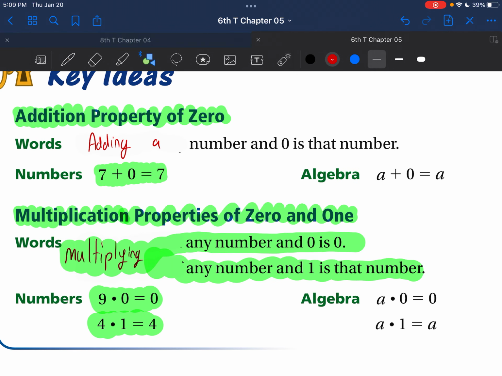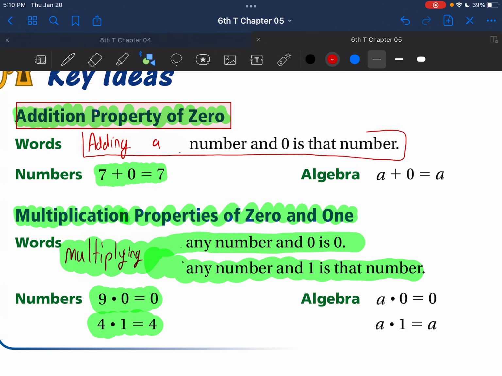In nice big letters, I would like you to write this down right here: addition property of 0. This is a title, so make sure you write it down as a title. Then copy this down: adding a number and 0 is that number. Does that make sense? The example is right here. 7 plus 0 is going to be 7. So anything you add to 0 is just going to be that number.